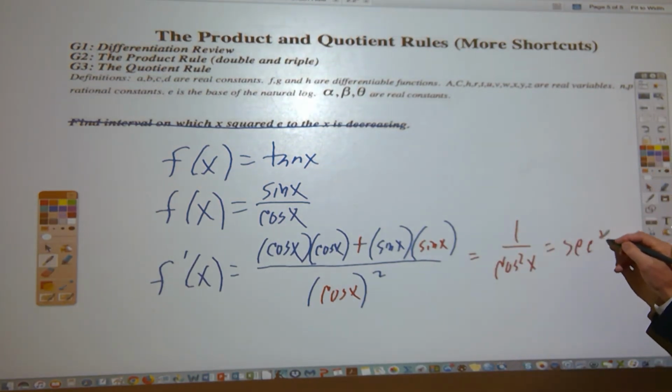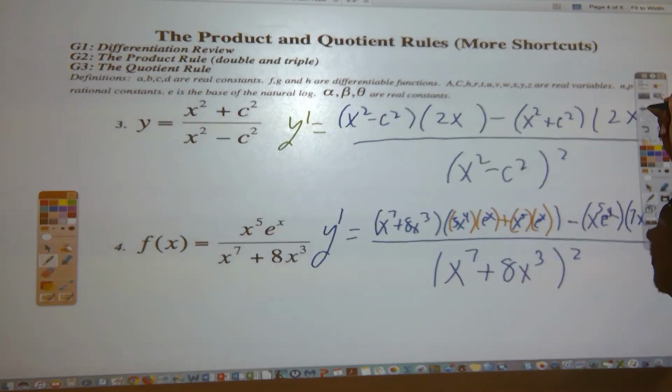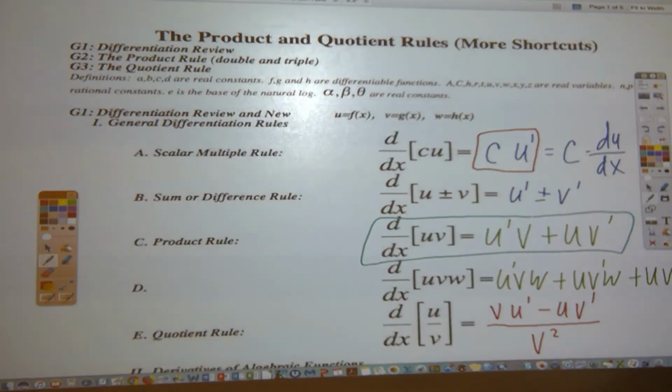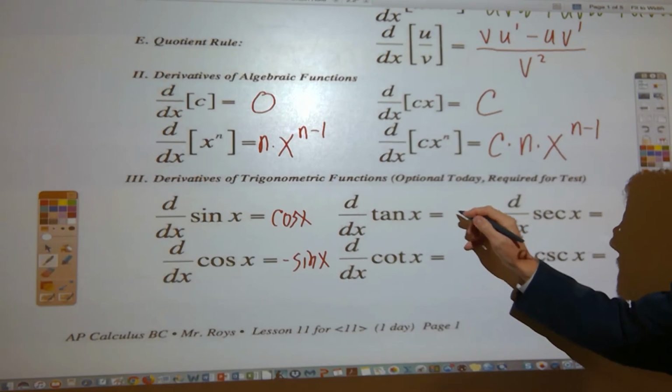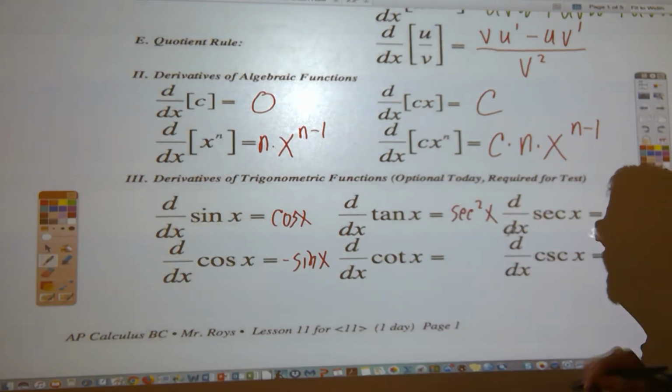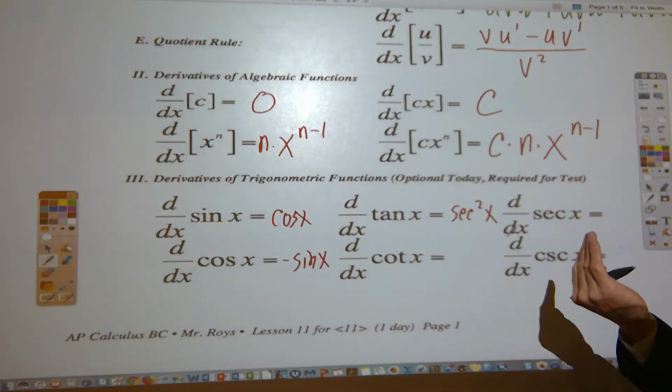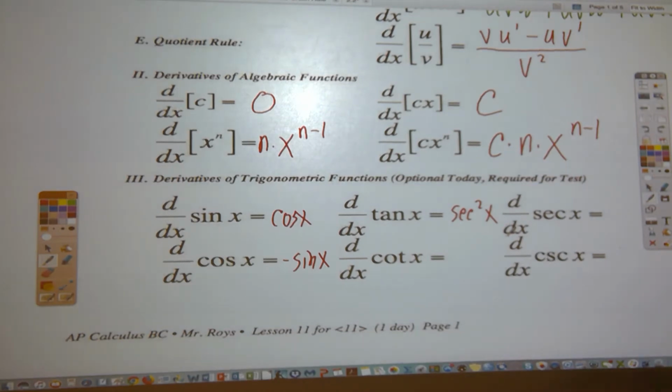It's secant squared x. Let's take that to page 1 and record it. This is a major finding. From now on, you'll just say, oh yeah, the derivative of tangent x is secant squared x. And you won't have to rederive it using the quotient rule. You'll just remember it, because that's a big shortcut formula.